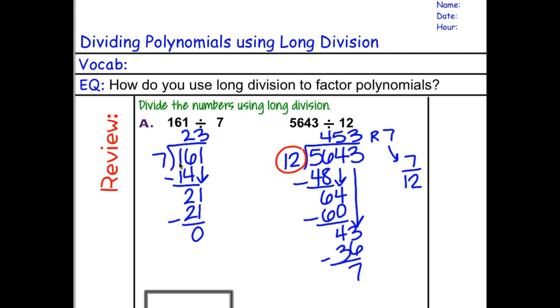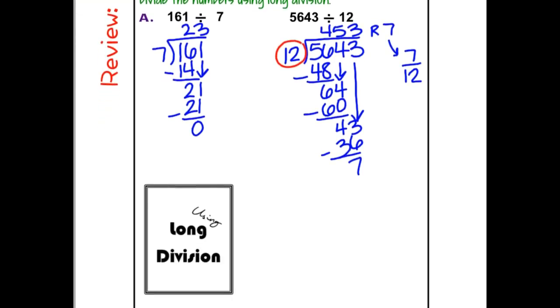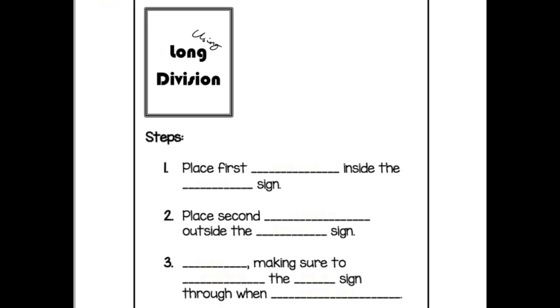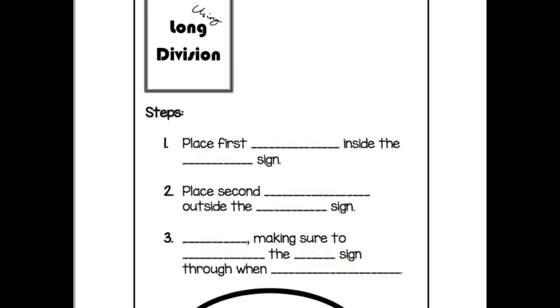So that being said, now we're going to get into polynomial long division. These are how your steps will work. The first thing we're going to do is take that first polynomial that we see and place it inside that division sign. Then we'll place the second polynomial outside the division sign. Then we will divide. One thing you want to make sure is that when you get to that subtraction piece, you're subtracting a polynomial, so you make sure to distribute that minus sign through when you're subtracting.